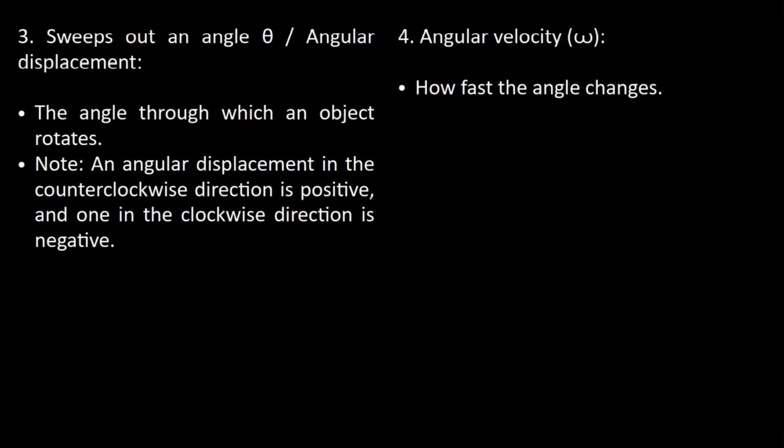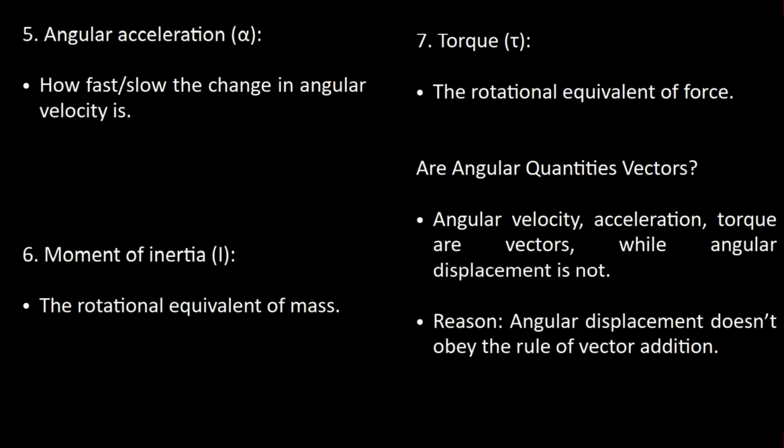Next, angular displacement is the angle through which an object rotates. If it's counterclockwise, it's positive. If it's clockwise, it is negative. And we have angular velocity, how fast an angle is changing. Angular acceleration, how fast or slow the change in angular velocity is. Moment of inertia is how difficult it is for me to rotate something. Torque is the one which causes an object to rotate. And other than angular displacement, angular velocity, angular acceleration, and torque are vector quantities.